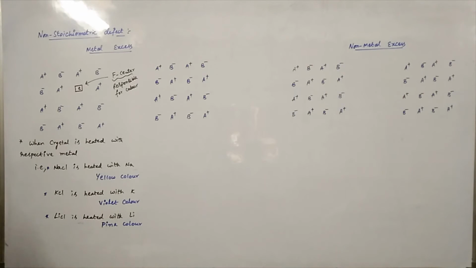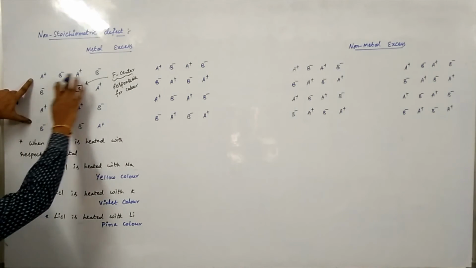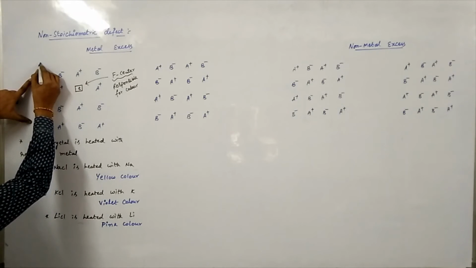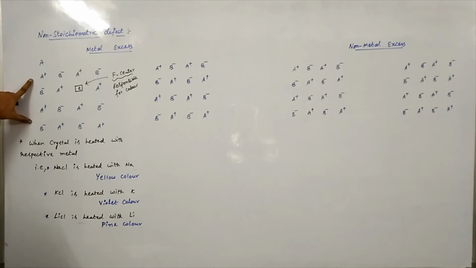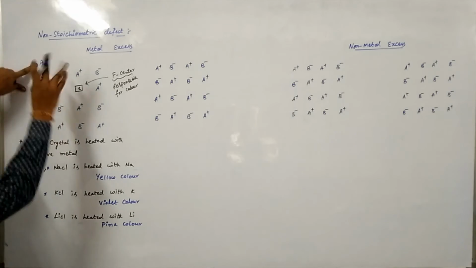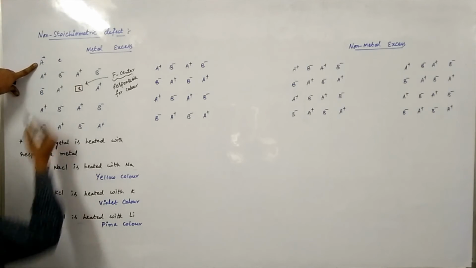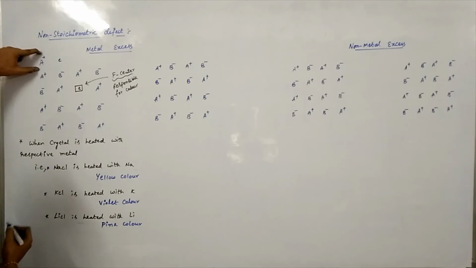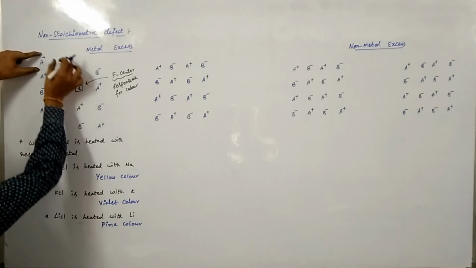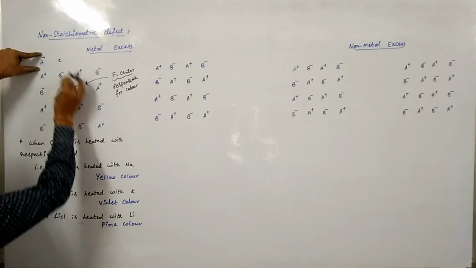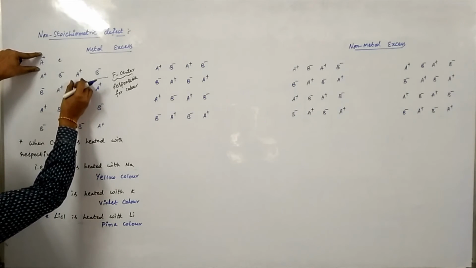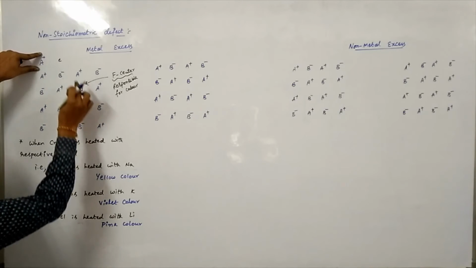listen. This is an AB type crystal. This AB type crystal is heated with A. In an AB type crystal, A can lose an electron, forming A plus and an electron. This A plus pulls B minus from here. That B minus goes to this place and that electron comes to this place.